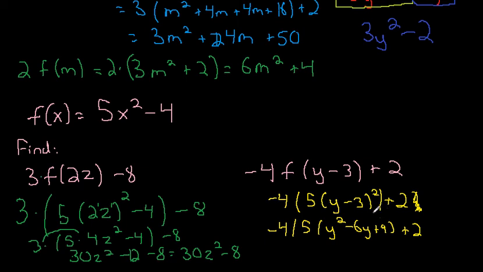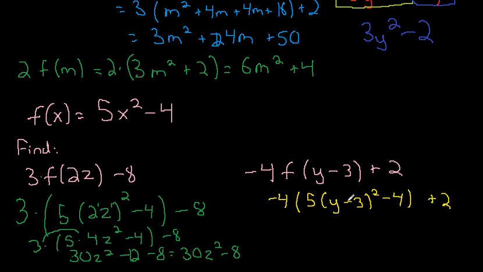Oh, I messed up. Alright, can everyone see where I made the mistake in this problem? I forgot about the minus 4 there, so let me back this up to right here. So my f of y minus 3 should have this minus 4 at the end, because 5x squared minus 4 gives me that, plus 2. So I'm going to do this. 5 times, getting rid of the square, gives me y squared minus 6y plus 9 minus 4, plus 2.